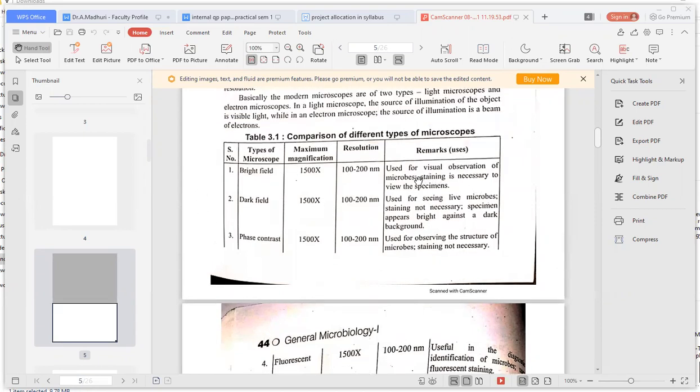Bright field microscope is used for seeing microorganisms. Dark field, you can see the live microbes. Dark field microscope: which kind of microscope is used for observing live microbes?